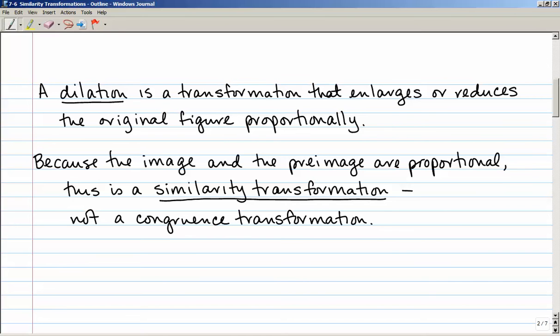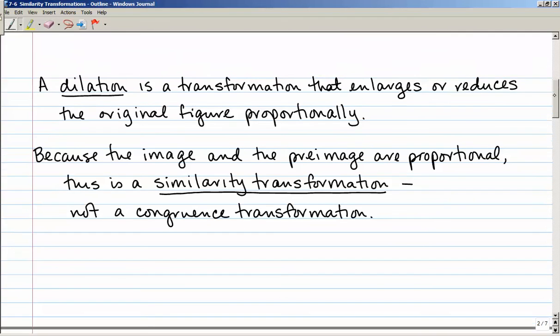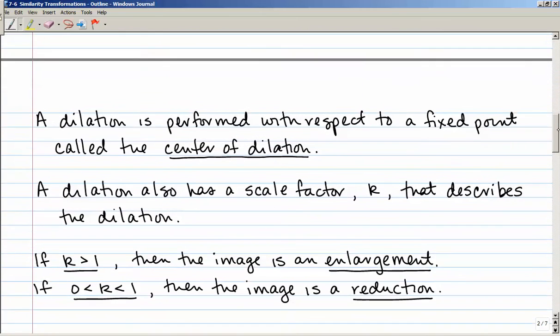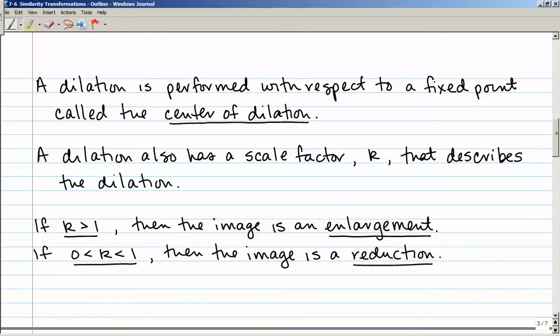So when we dilate the pre-image and get the image, it's going to have exactly the same shape, but it's going to have a different size. It's either going to be larger or smaller than the original pre-image. A dilation is performed with respect to a fixed point, which is called the center of dilation. And a dilation also has a scale factor, and we use the letter K, that describes the dilation.